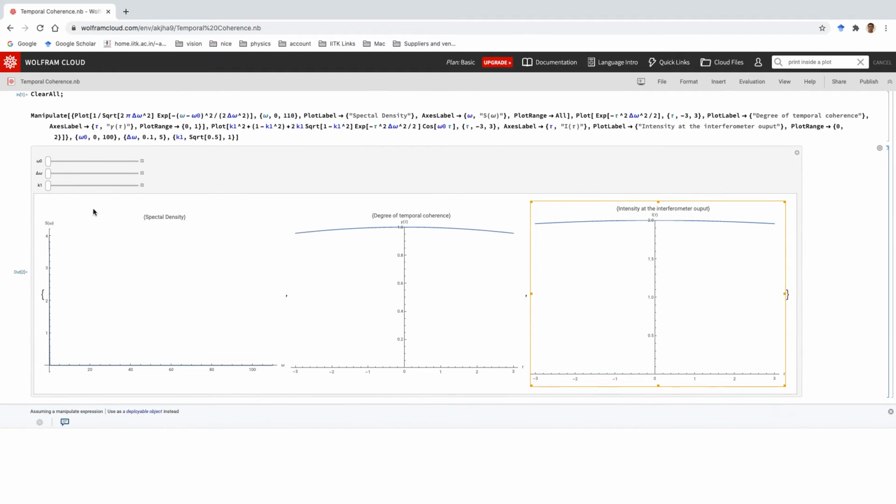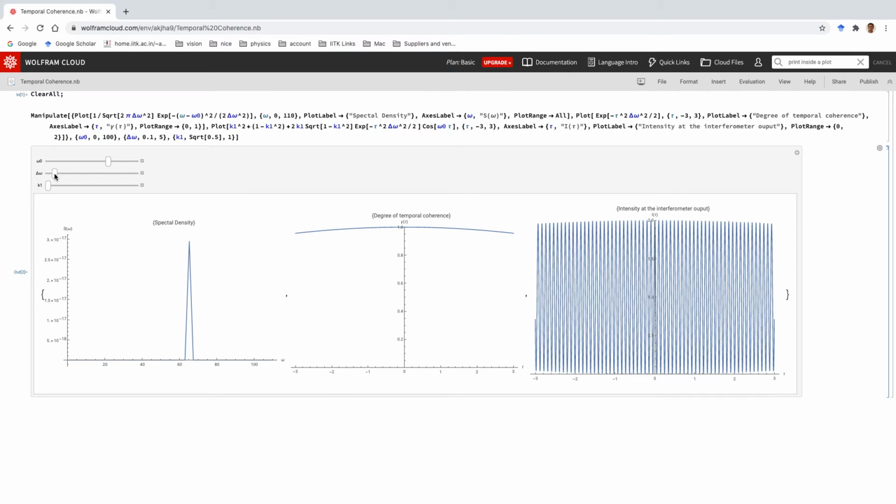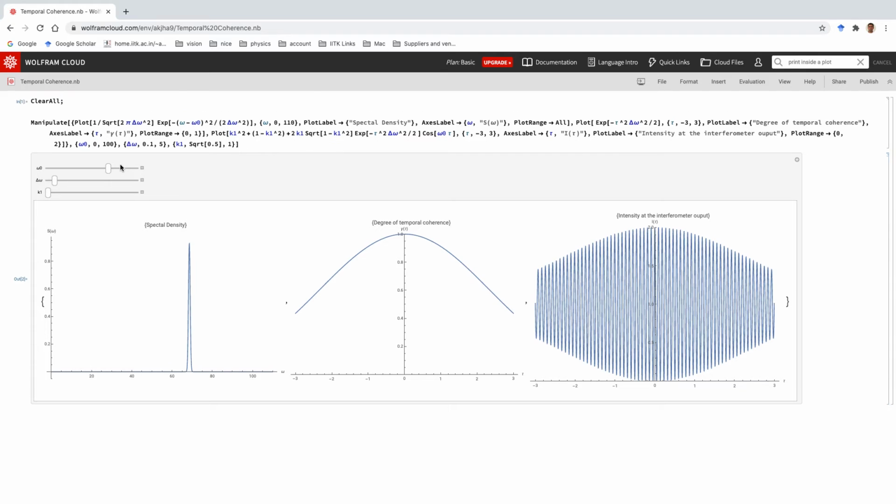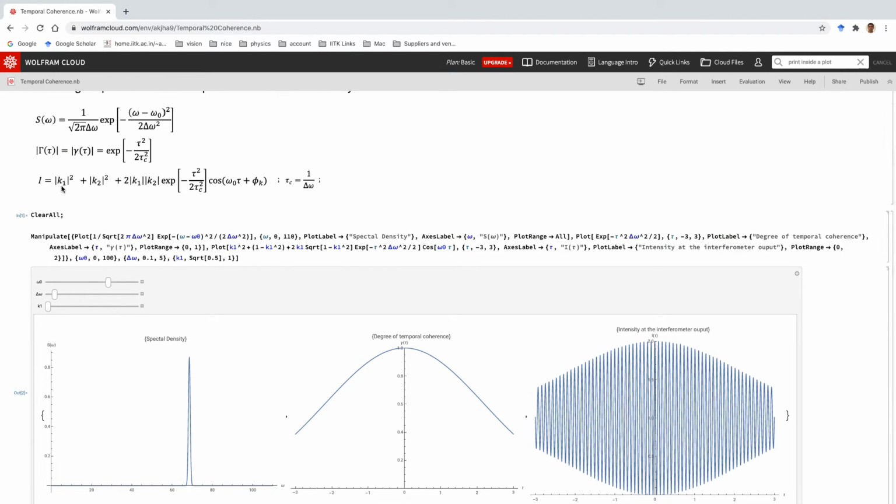Okay. So, here are 3 knobs that I have, and that we can use to change. So, this is the mean frequency. Let us put the mean frequency much larger than delta omega, and this k1 is basically the splitting constant from the beam splitter.